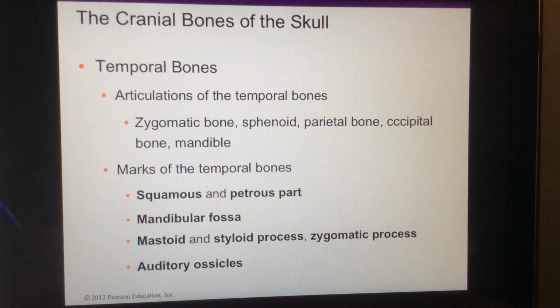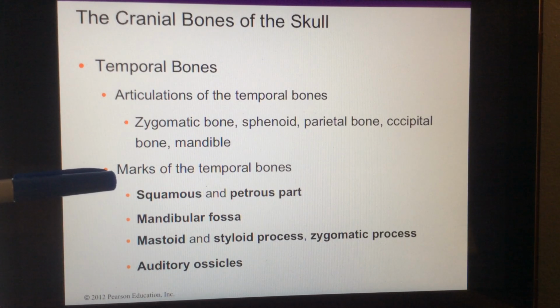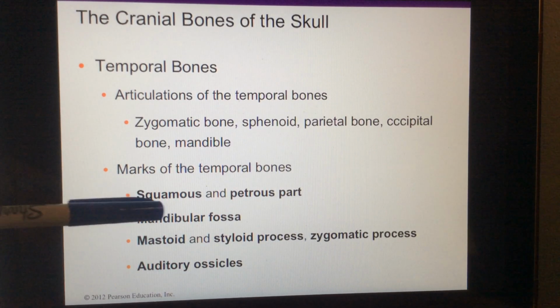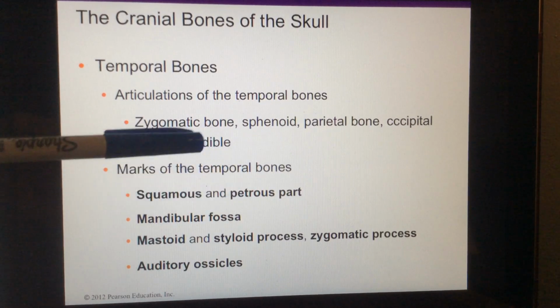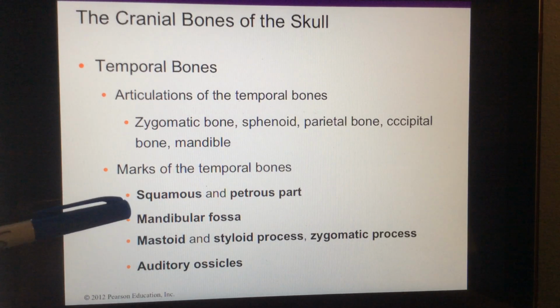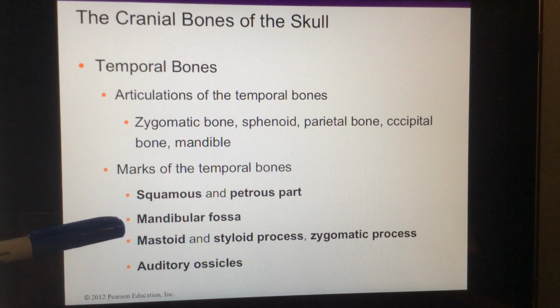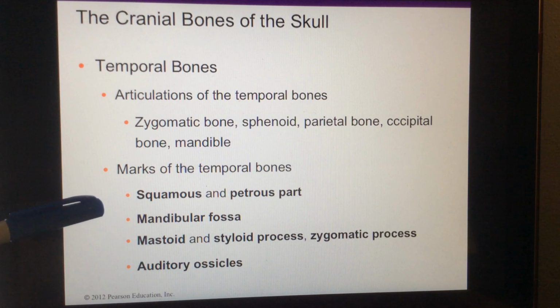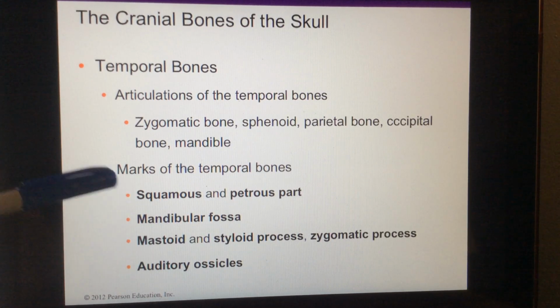Lots of articulations, and marks of the temporal bone are going to be a squamous and a petrous part. So it's going to be the inferior surface, kind of near the squamous suture. And then the petrous part is going to contain the inner ear, the sense organs, those ossicles, more sensitive parts that need to be protected. You also have the mandibular fossa. That's at the inferior surface, and it articulates with the mandible. It's that little depression to articulate with the condyle of the mandible.